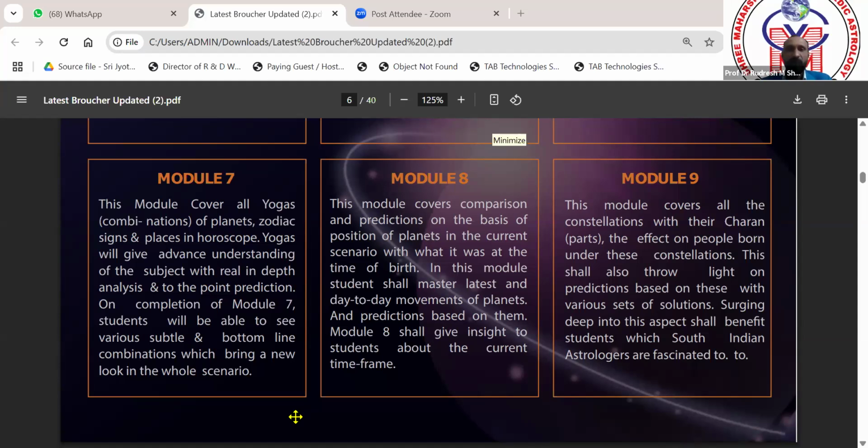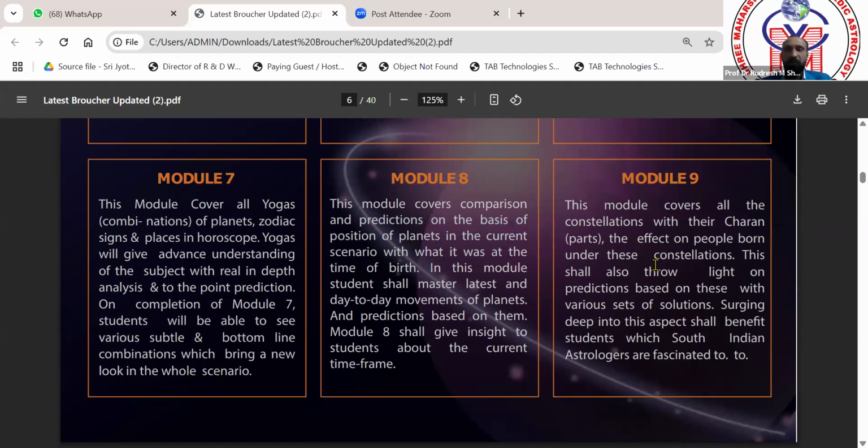The combination of planets gives the most important results in our day-to-day life. And also the combination of planets gives the yoga, where you will be understanding which yoga is benefic and which yoga is malefic. And module 8 consists of the predictions based on the position of planets in the current scenario, right? That is the Gochara system, the transit system, where you will be able to understand how to give the remedial measures for the particular position of planets.